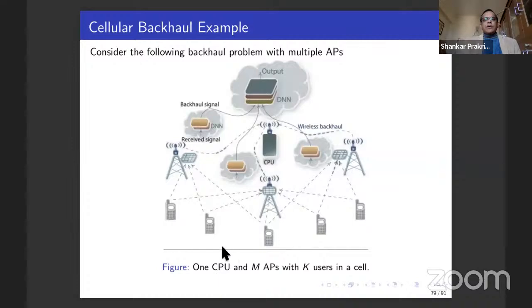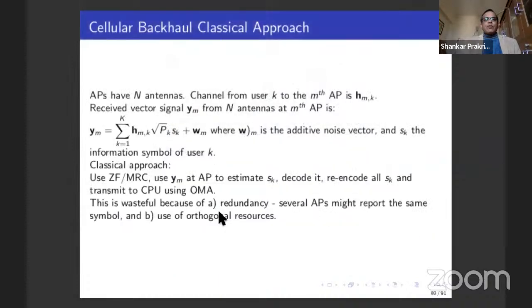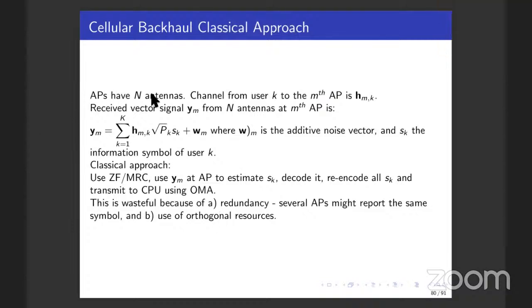So what is typically done? The conventional approach, let us look at it. Maybe if we talk about the notation first. I'm assuming the access points have capital N antennas, right? Once I complete this, the picture will be much clearer. The vector of channel coefficients at the mth access point from the kth user is HMK.